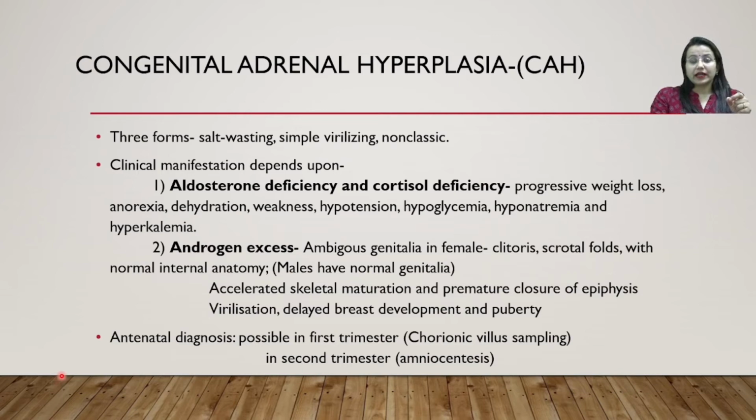Another important thing is that if there is a known history of CAH in the family, then in subsequent pregnancies antenatal diagnosis should be made. This is possible utilizing chorionic villus sampling, which can be done in the first trimester and second trimester. This is usually utilized for the genetic assessment and to see which enzyme is deficient. More importantly, one should look at the gender of the growing fetus. If it is a female child, she will need steroid supplementation throughout the pregnancy period.